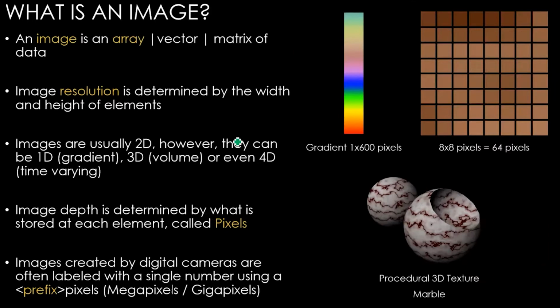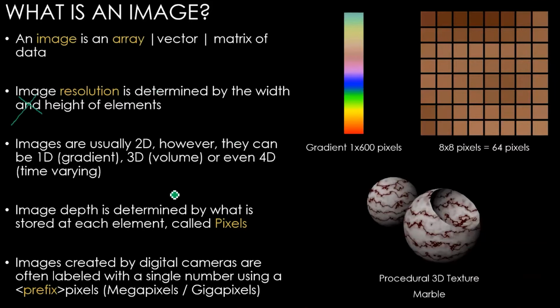But loosely, an image is just an array. Some faculty will describe it as a one-dimensional vector, and you specify a width and a height, and that tells you when to start the next column. Others will call it a matrix of information because it's two-dimensional. It's up to you. I usually just call it an array of information, usually a two-dimensional array. The resolution of an image is determined, of course, by the width and the height of the element, right? And then images are usually 2D.